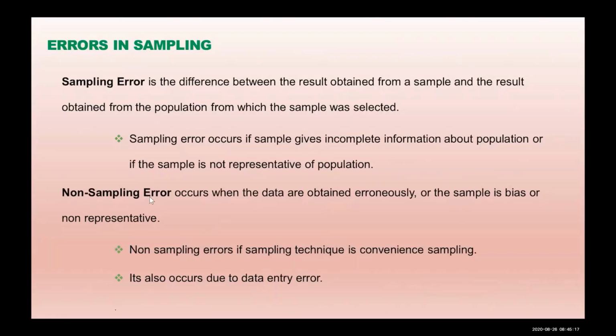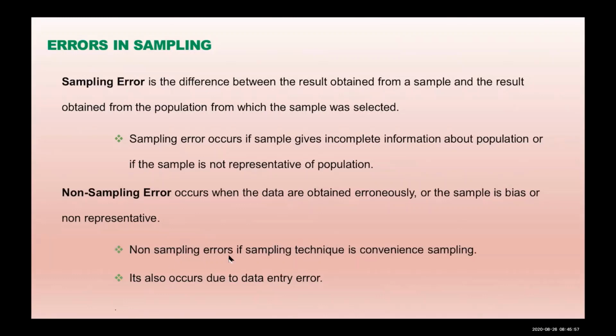Next one is non-sampling error. It occurs when the data are obtained erroneously, or the sample is biased or non-representative. You know that you need to collect data from 30 students from CCA, but instead of using a proper sampling technique, you just collect the data from your friends, who are easily accessible to you. So you make a big mistake in the collection of data. You didn't follow a strict measure in collecting the data. That is called the non-sampling error, which is because of erroneously collecting the data or because of bias.